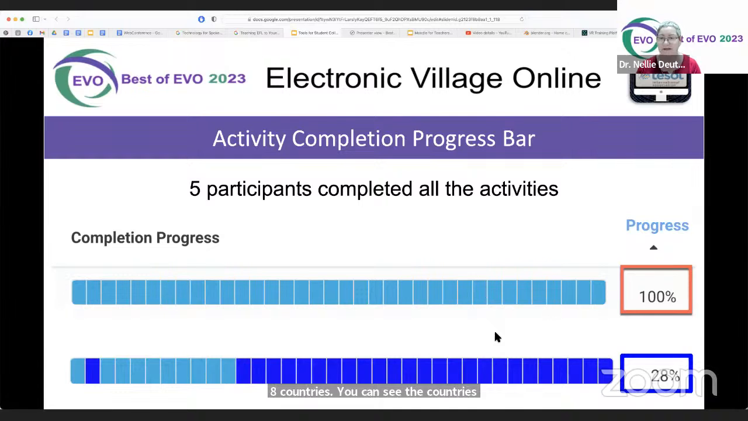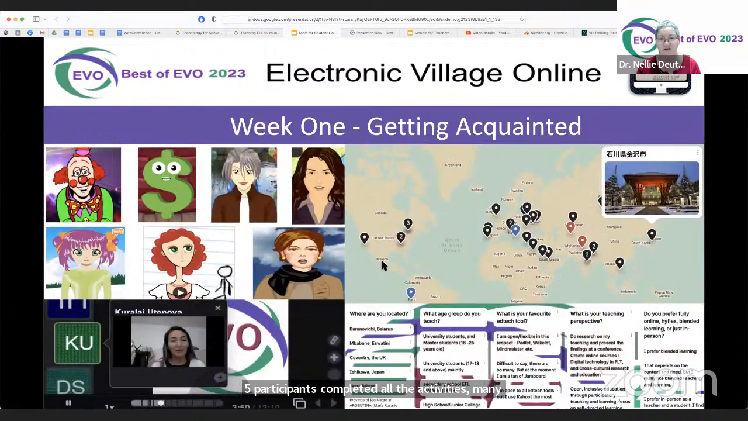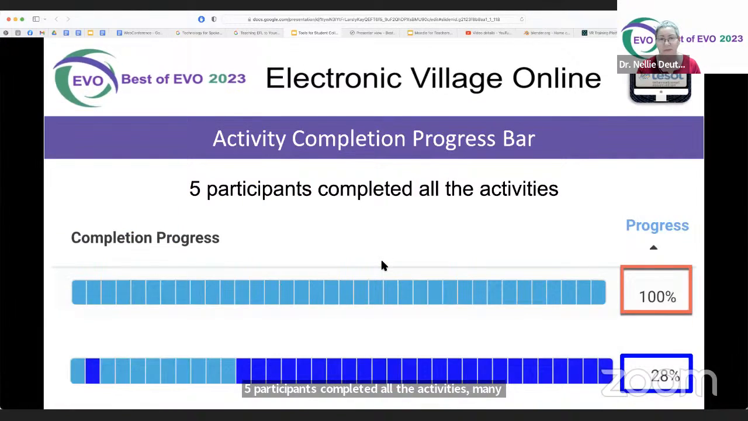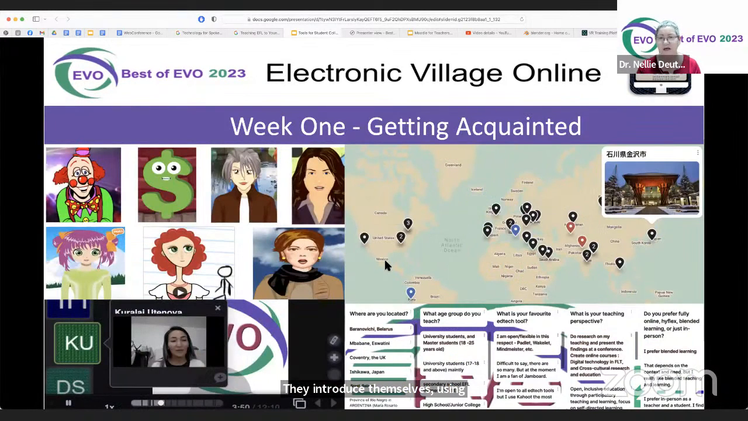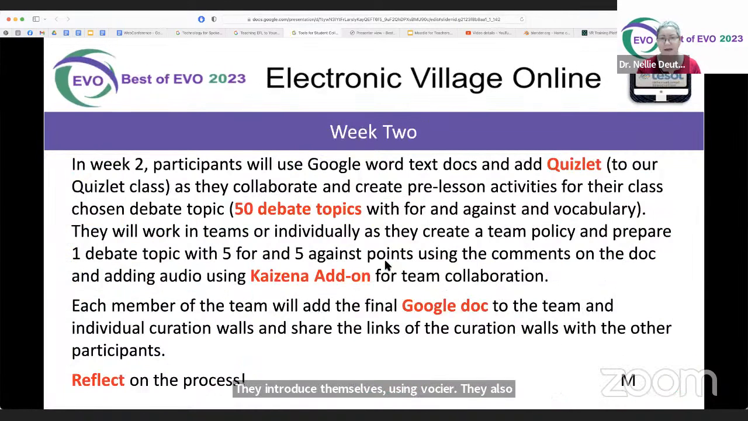5 participants completed all the activities. Many did partial activities and received their badges. They introduced themselves using Voki. They also reflected using Voki. They got acquainted with Padlet maps.